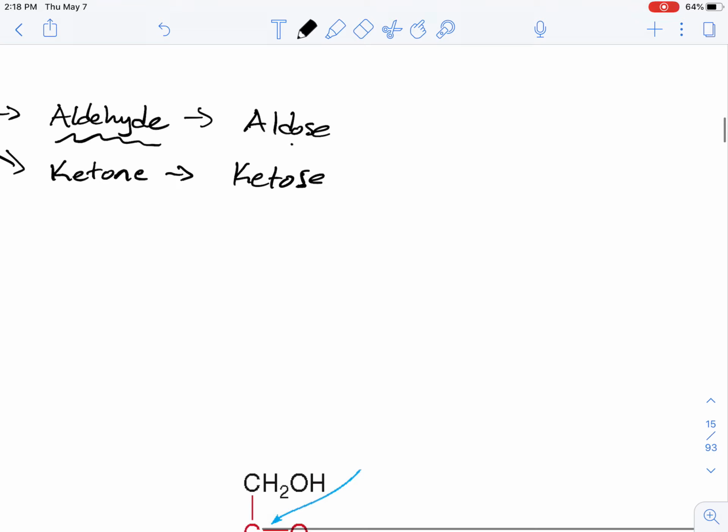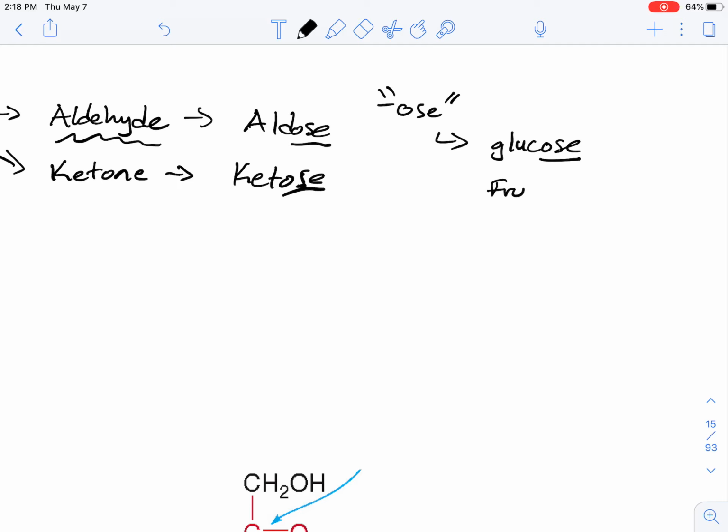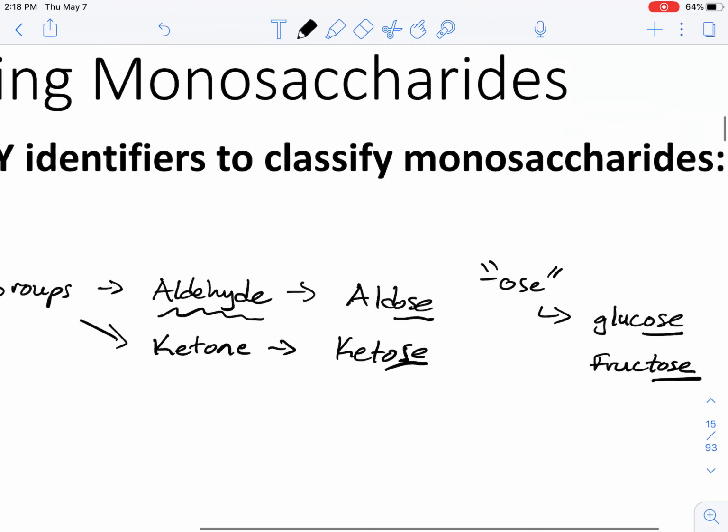And so, by the way, the ending, the suffix OSE, is very specific to carbohydrates. So for example, glucose, right? Here we see the OSE. Fructose, we see that OSE. So the suffix OSE is supposed to link up in our heads this idea of a carbohydrate. Okay.